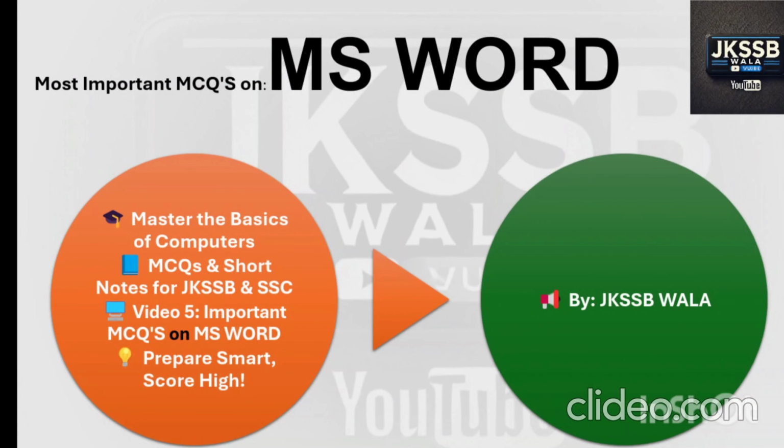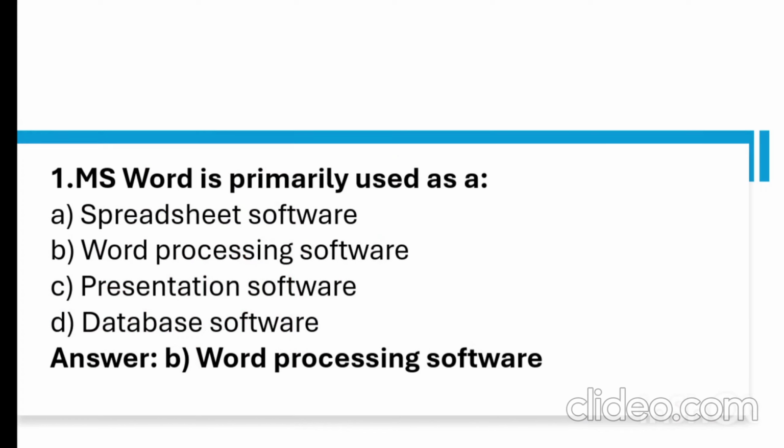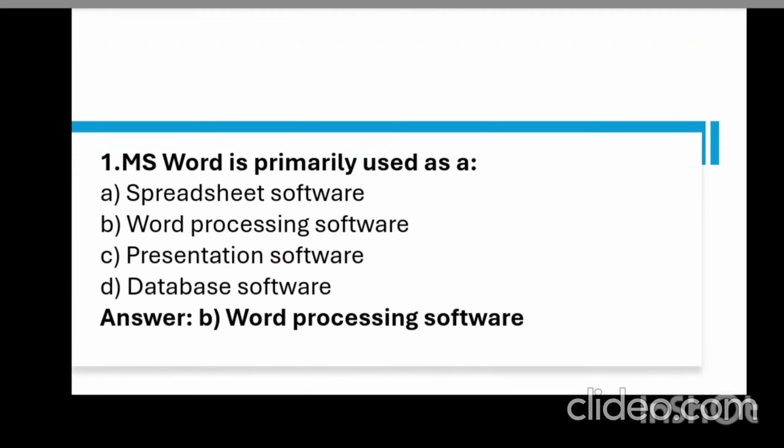So let us start. Question number 1. MS Word is primarily used as a? Options are A. Spreadsheet software, B. Word processing software, C. Presentation software, or D. Database software. So the correct answer is B. Word processing software.